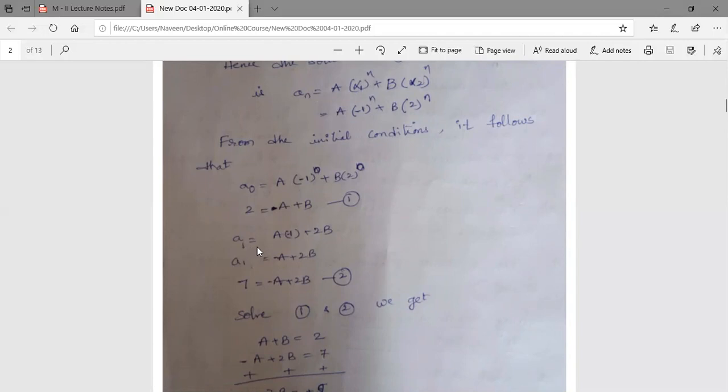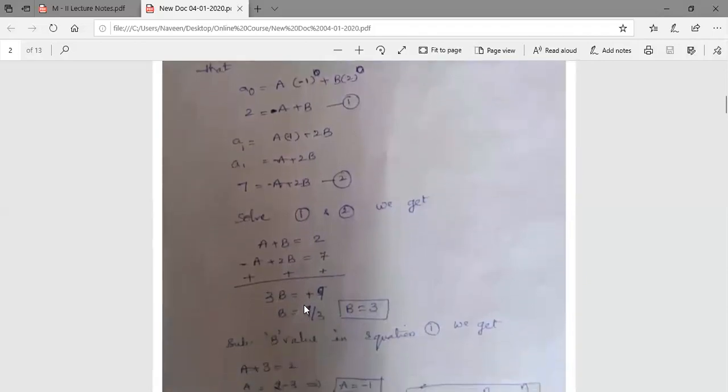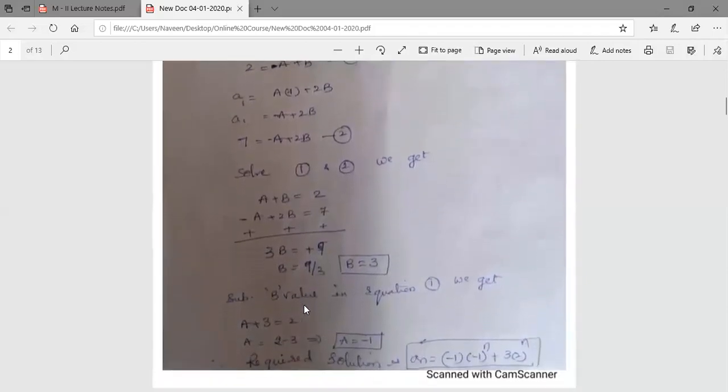A1 is equal to A times minus 1 power 1 plus 2 times B power 1. Minus 1 power 1 is minus 1, so that is minus A plus 2B. So minus A plus 2B is 7. On solving these two equations, you get the A and B values. A value is minus 1 and B is equal to 3.